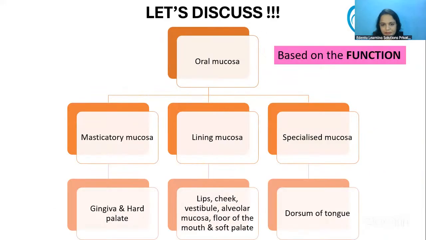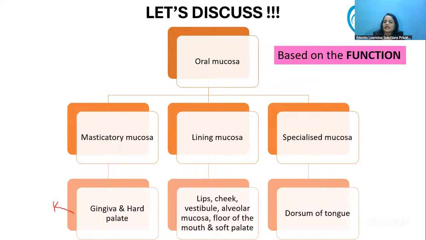Oral mucosa based upon its function can be of three types. We have the masticatory mucosa, lining mucosa, and specialized mucosa. The masticatory type of mucosa is seen in the gingiva and hard palate, and it will usually be keratinized. So the mucosa in the gingiva and hard palate are usually keratinized.